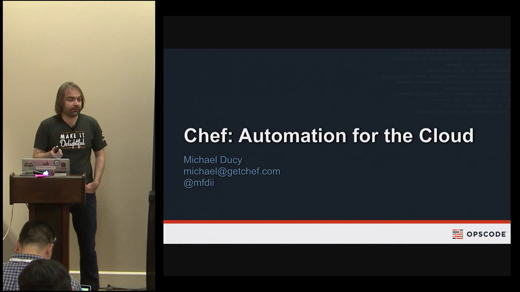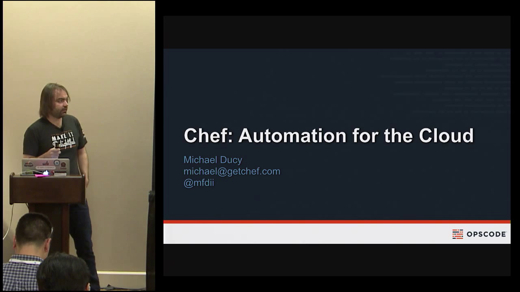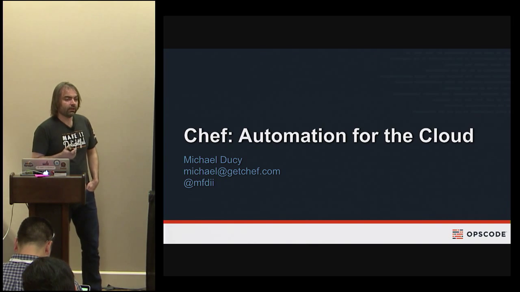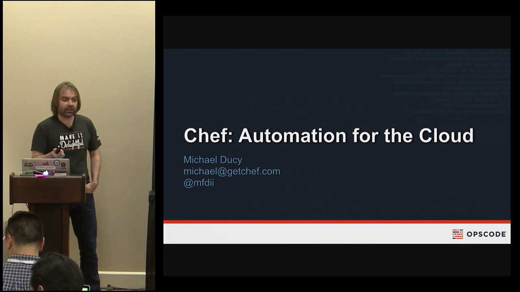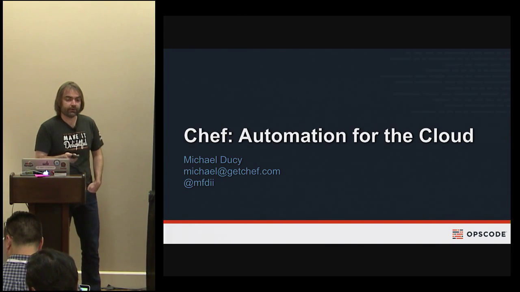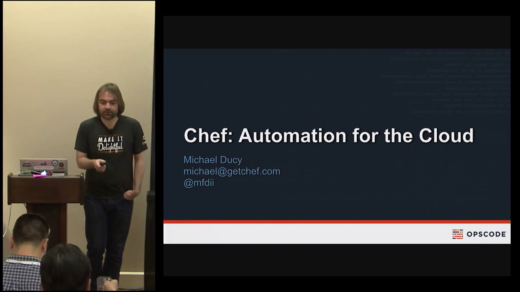We're going to talk about Chef. So Chef is an open source framework for automation. It's similar in some ways to competitive tools such as Puppet or Ansible or Salt. It's open source, so you can download the client and you can download the open source server as well. And then there's an enterprise version of it in addition.